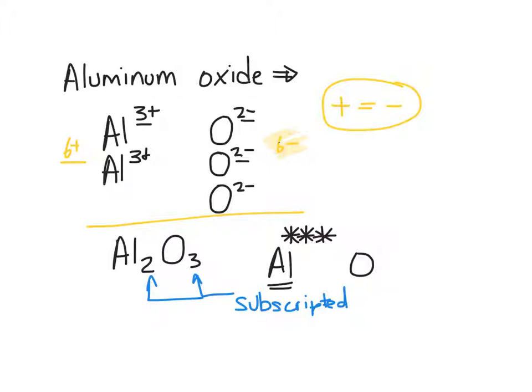Hopefully that makes some sense, and the next lesson we will look at multivalent ions, ionic compounds, and then we will do polyatomic ion compounds and covalent compounds.